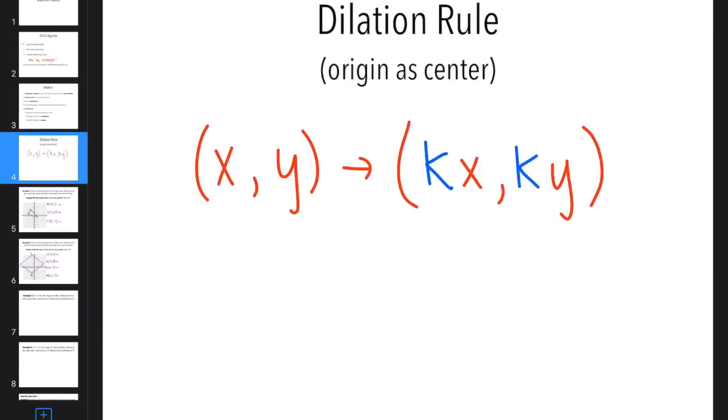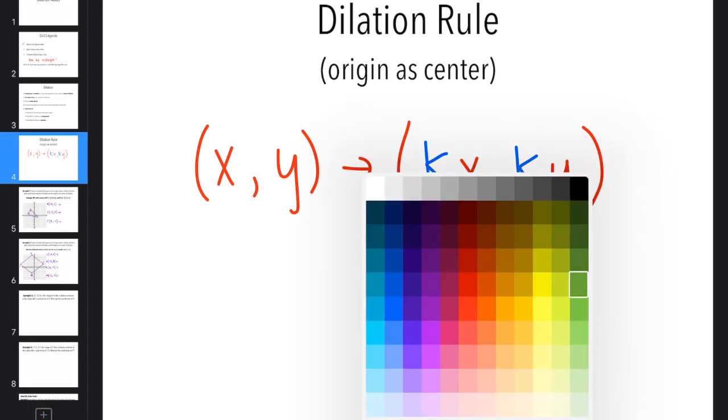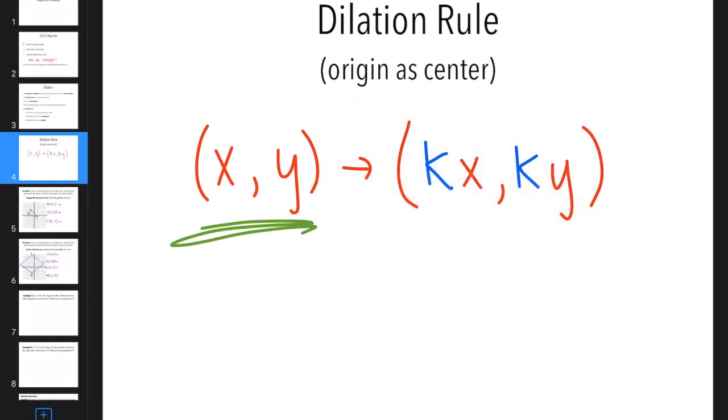As a refresher before we get into problems, here is our dilation rule. This rule is only consistent if your origin is the center, which is the only type we will be looking at. On the left, we have our coordinates for our pre-image. On the right, we have our coordinates for our image.